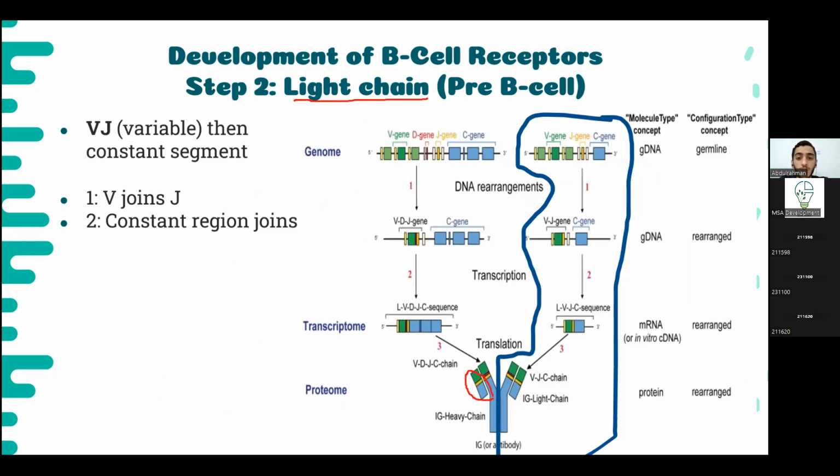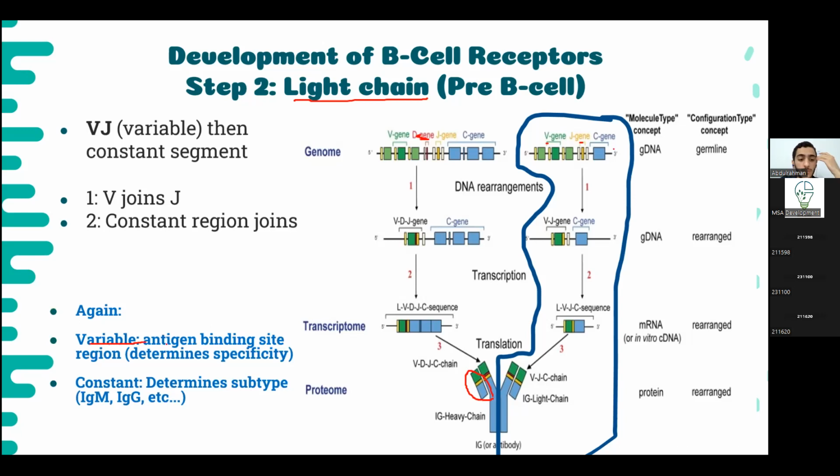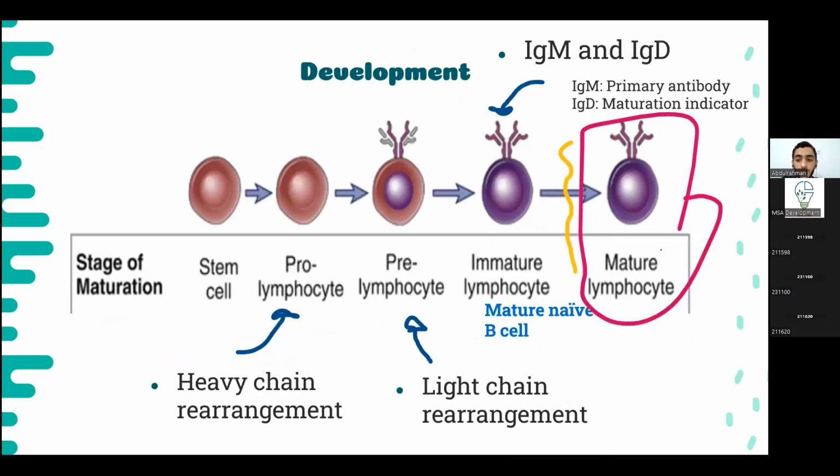The thing is, there is no more D gene. So it's only V and J. As a result, the V joins with the J, and then the C joins with the VJ, and it's the same concept of changing, okay? Alternative splicing occurs here, similarly to the one that occurs in the constant region in the heavy chain, and that's how you get the variations. Okay, so the variable region determines the specificity, and then the constant region determines the subtype. Clear? This is basically the development of B cells.